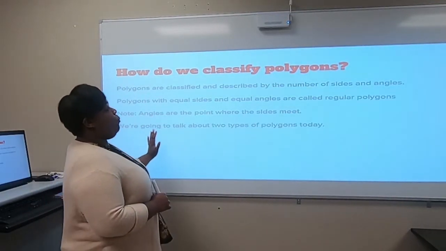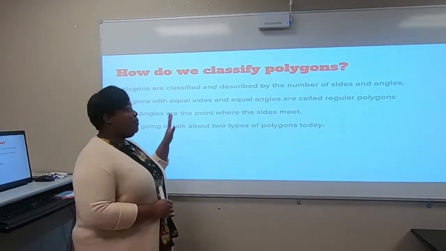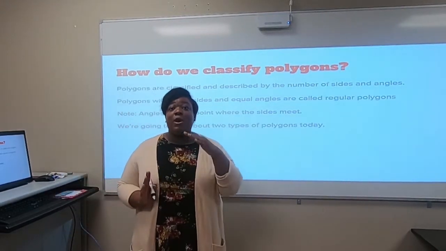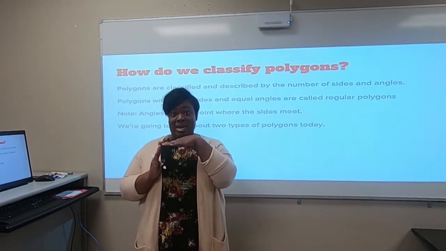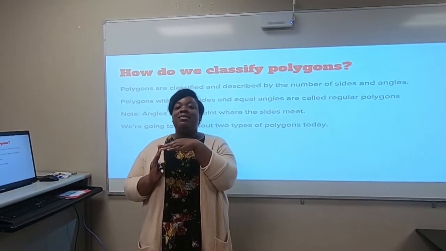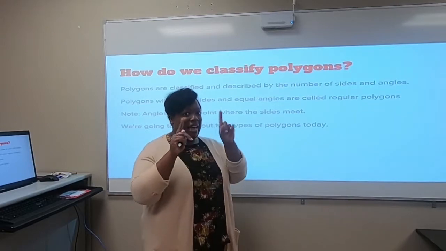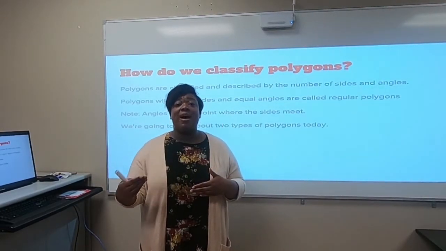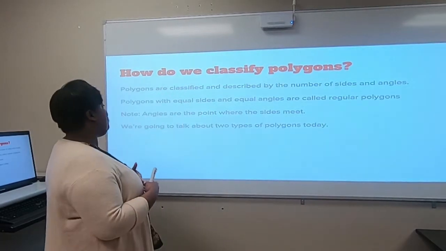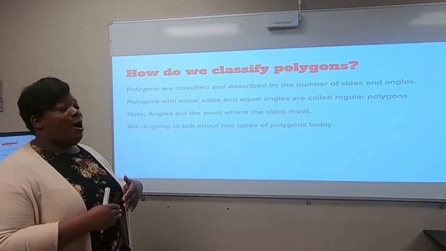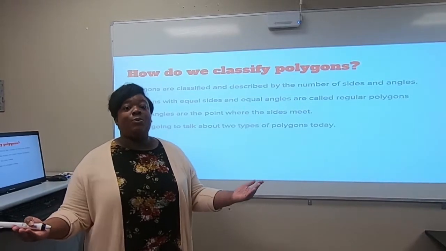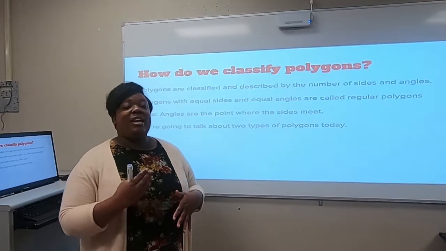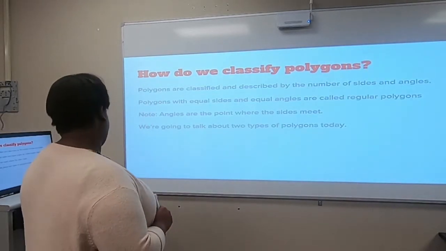Now, I know you know what a side is, so I put a special note about what an angle is. An angle is where the lines actually meet to close the shape. That's what an angle is. So we count the sides of the shape and we count the angles, and that tells us what kind of polygon we have, okay? Today we're going to talk about two types of polygons. We're going to talk about triangles and quadrilaterals, all right? So let's get into our triangle first.